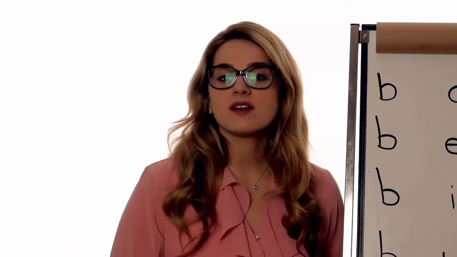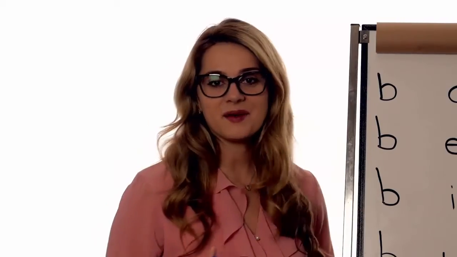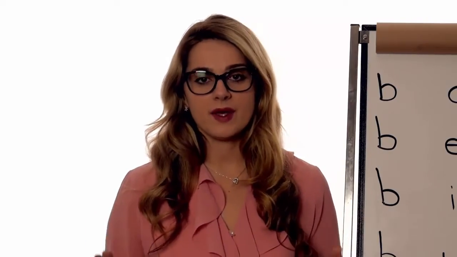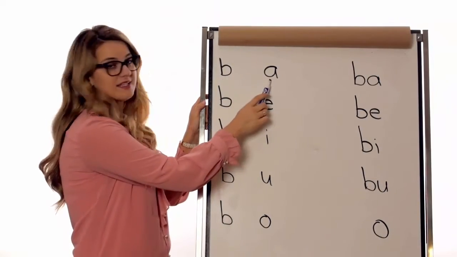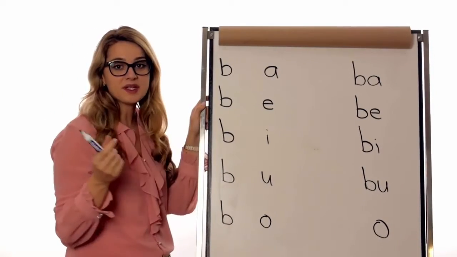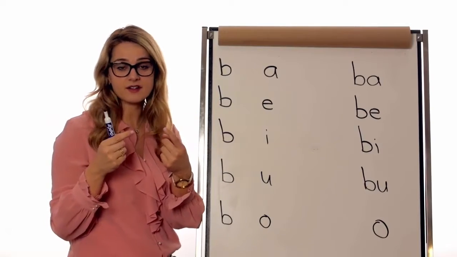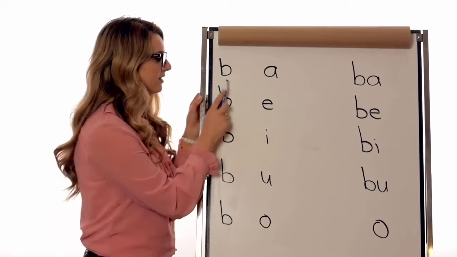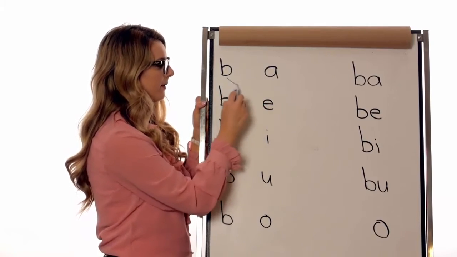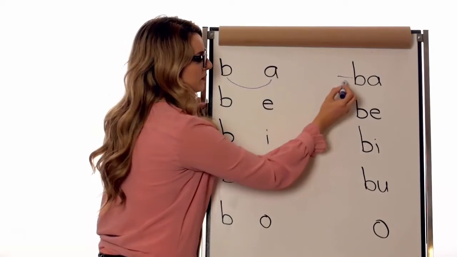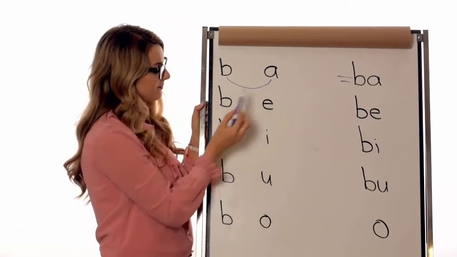Here we are going to focus on B's, okay? So the B sound. If you see a B and then an A, you would simply blend them together to create one sound. So you would have B, A, ba. So it would equal ba.